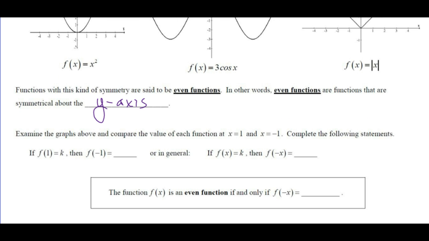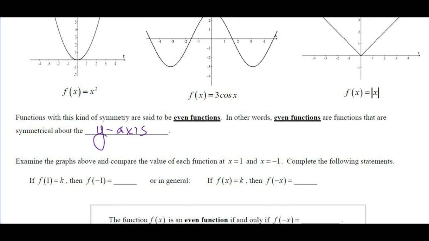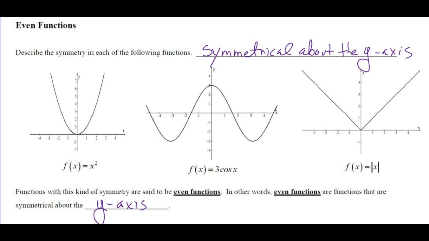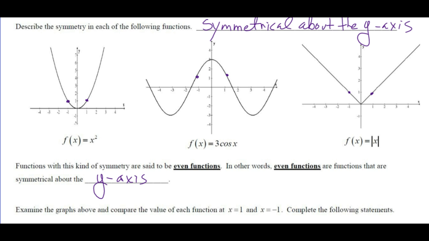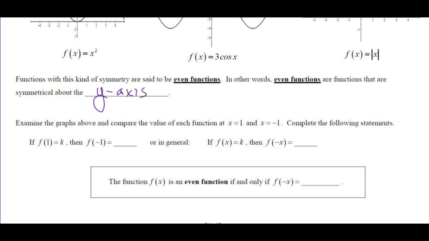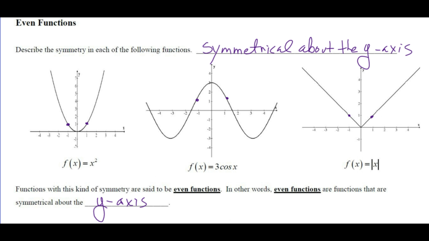If you examine the graphs above and compare the value of each function at x equals 1 and -1, what can you say about those values? They're the same, right? So if f of 1 is equal to k, then what's f of -1? This is k, what's this? K. This is k, what's this? K.